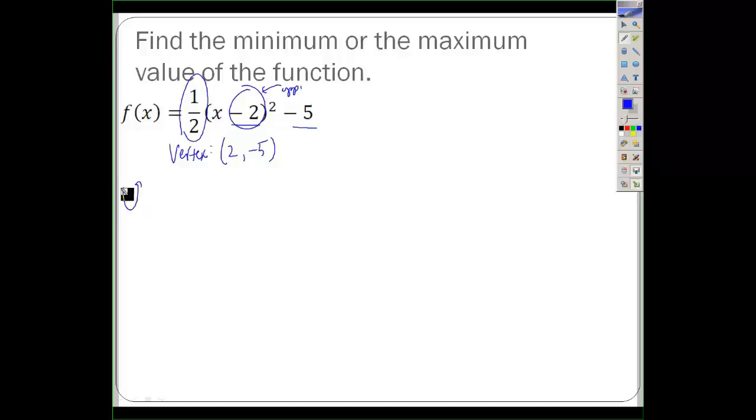It's a positive value, so my graph will open up, and I know it's a 1/2. It's a little number, a fraction, so it's going to be a wider parabola, really. But the important part is it's going to be a minimum at the vertex. So my answer is a minimum at the point 2, -5.